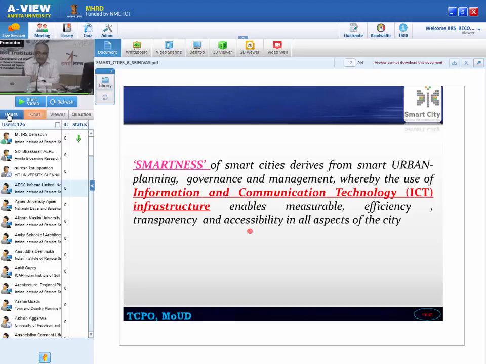provision of basic infrastructure facilities, whatever efforts have to be made for retaining the smartness of the city, you need to ensure everything should be measurable. Whatever services you provide, it has to be measurable, it has to be efficient, and above all, it has to be transparent. And all citizens need to have access to all the facilities.